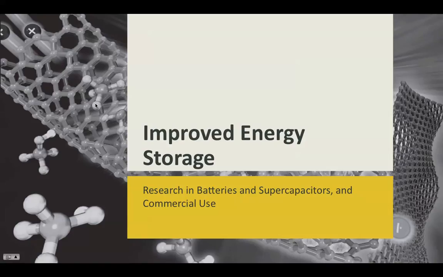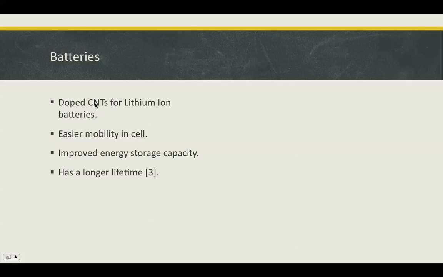Improvements in batteries and supercapacitors. Research on carbon nanotubes doped with nitrogen or boron atoms incorporated into lithium-ion batteries have provided more areas for lithium ions to be stored and for easier diffusion through the system. This greatly improves lithium-ion batteries by increasing energy storage capacity and providing more recharge cycles throughout its lifetime.